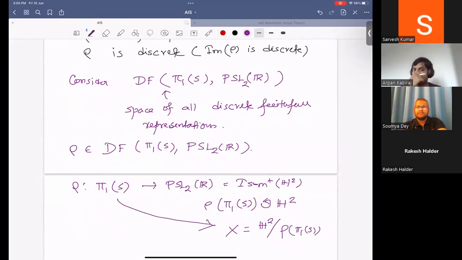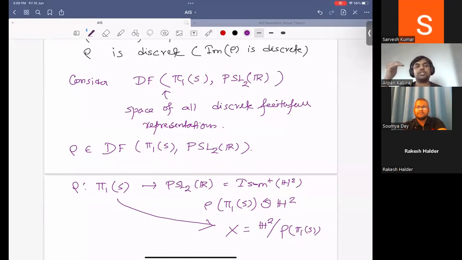Therefore, whenever I have a homomorphism from the fundamental group to PSL2R which is faithful, that means injective, and whose image is discrete, I automatically get a marking.